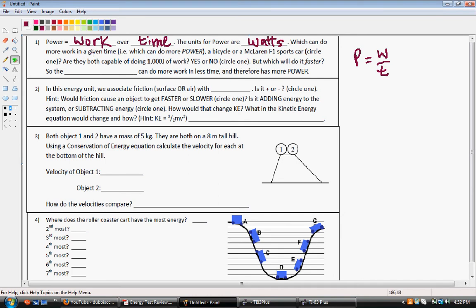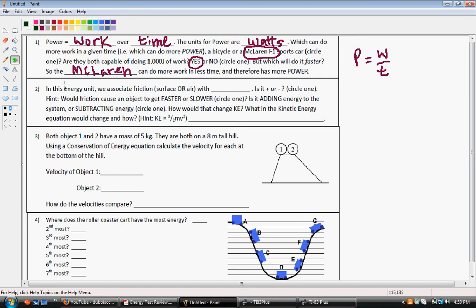So which can do more work in a given amount of time, i.e. which one has more power, a bicycle or McLaren F1 sports car? Well, the sports car can do more work in the same amount of time, but are they both capable of doing 1,000 joules of work? What if the McLaren F1 only ran for 5 seconds and the bicycle went for 5 days? It's possible for them to both do 1,000 joules of work, but which one's going to do it faster? Obviously, the McLaren F1. So the McLaren can do more work in less time and therefore has more power.